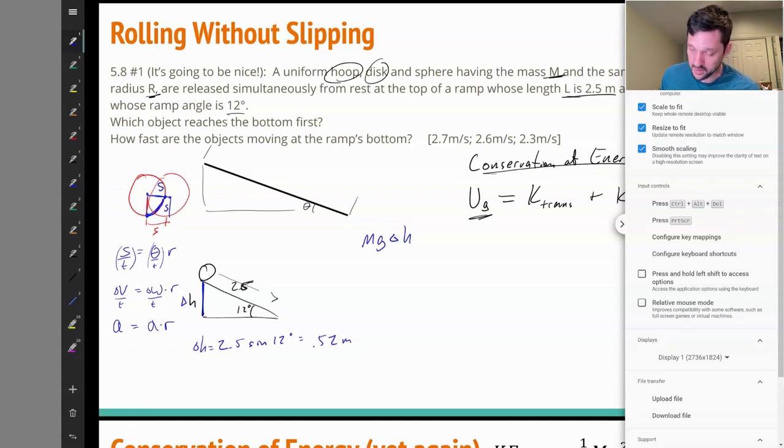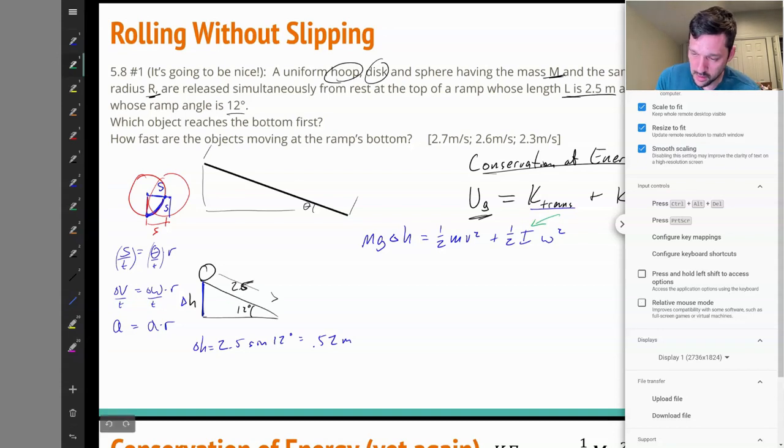Just kind of put that there to the side. So we've got mg delta h equals, well, translational kinetic energy, 1/2 mv squared, plus the rotational kinetic energy, which is going to be 1/2 I omega squared. So far, we haven't even distinguished what object it is that's rolling down here, but as soon as we plug in some terms for I, that's where we're essentially committing to one of these objects.